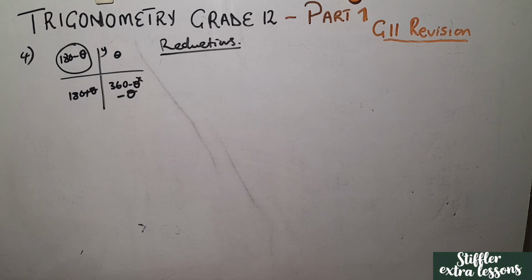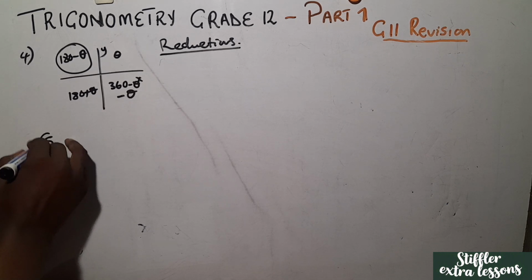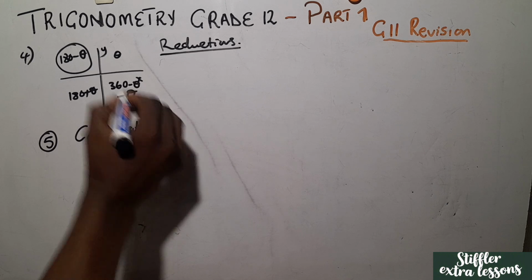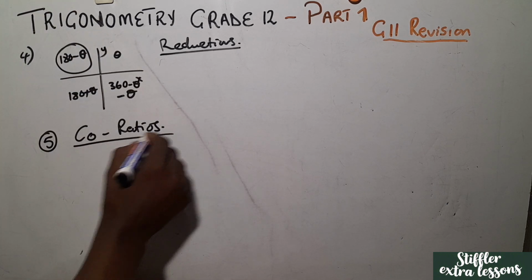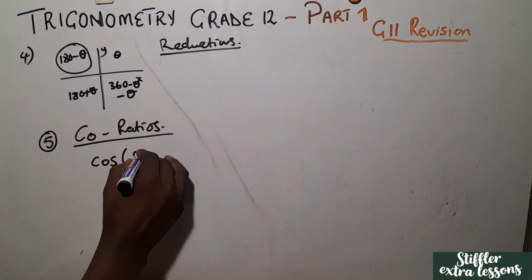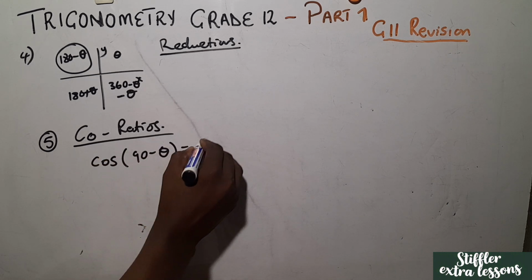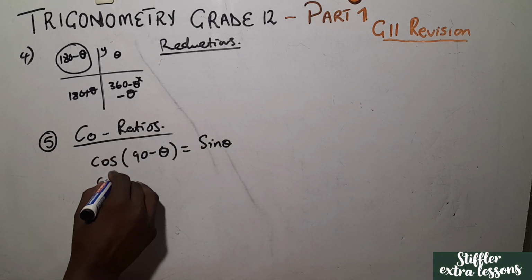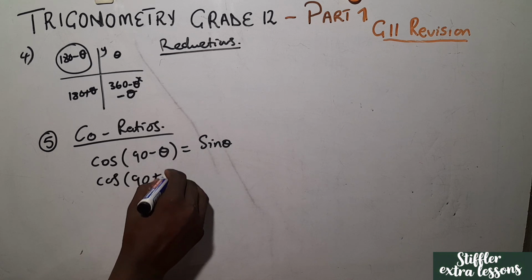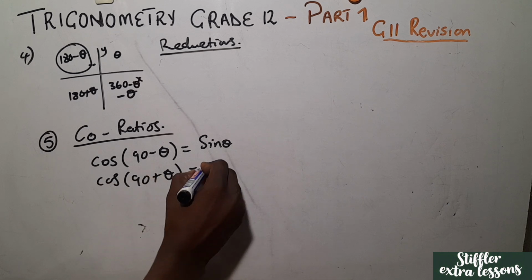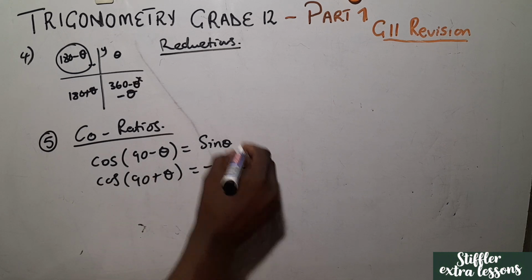So now we can move to our tool number 5, which is the stuff that I was avoiding actually. These are the co-ratios. On the co-ratios, I'll just write this simple stuff. If we have cos of 90 minus theta, this is the same as sine theta. If we have cos of 90 plus theta, just because it's in the second quadrant and cos is negative, this becomes negative sine of theta.